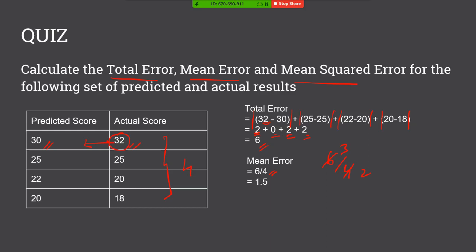So it doesn't have to be actual minus predicted or predicted minus actual. We don't care. We just care about the total error.